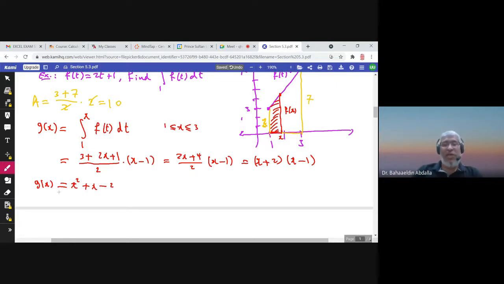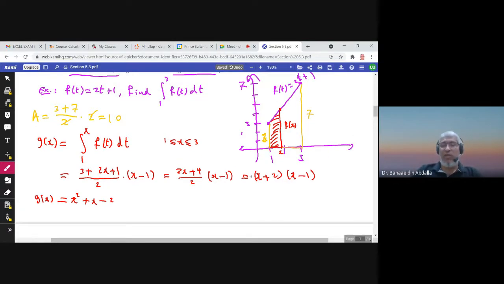And as you see, it's a function of x. If x changes, it will give you the area below f of t from 1 to x. So for example, if x is 3, then g of 3 would be the area below this line from 1 to 3. If you replace x by 3, 9 plus 3, 12 minus 2, 10. And we already evaluated this area and found that it's actually 10.